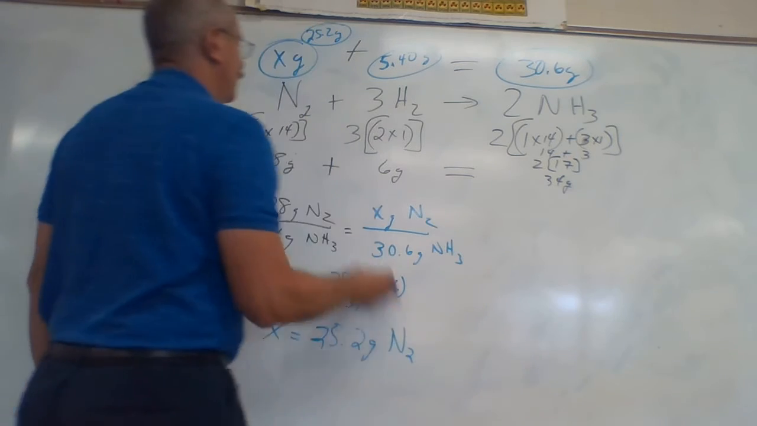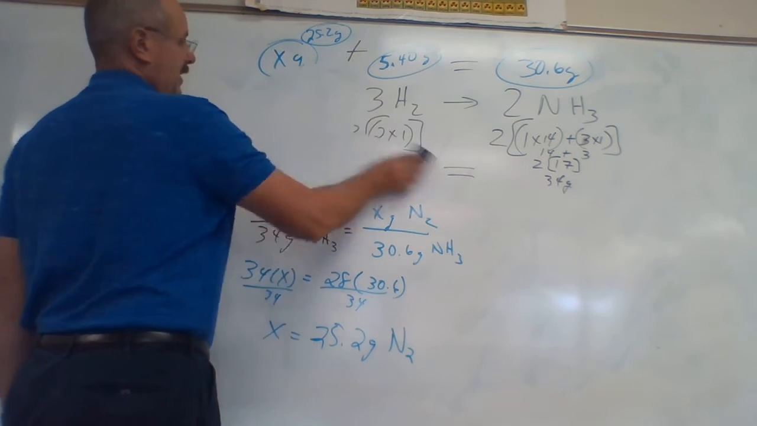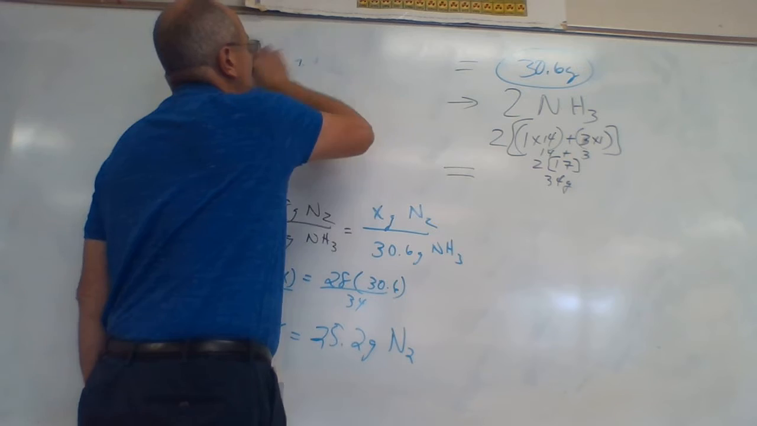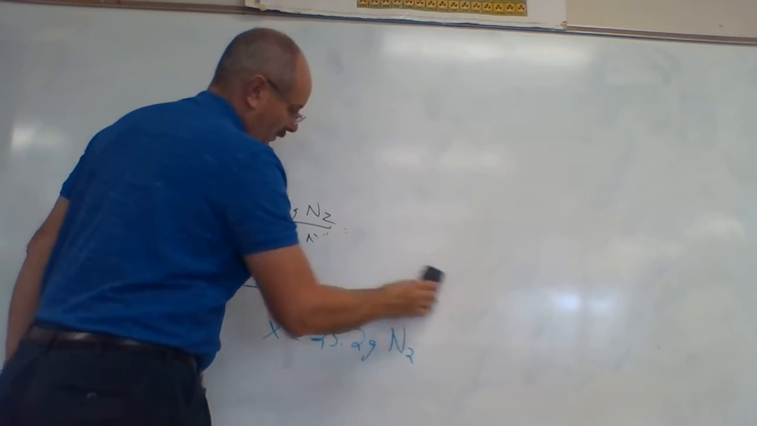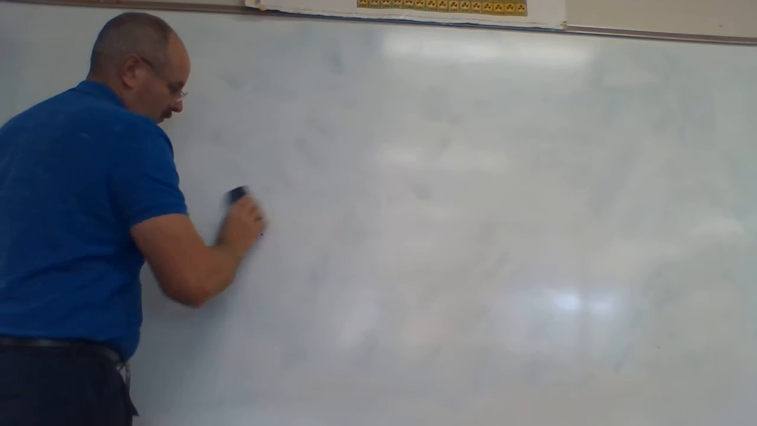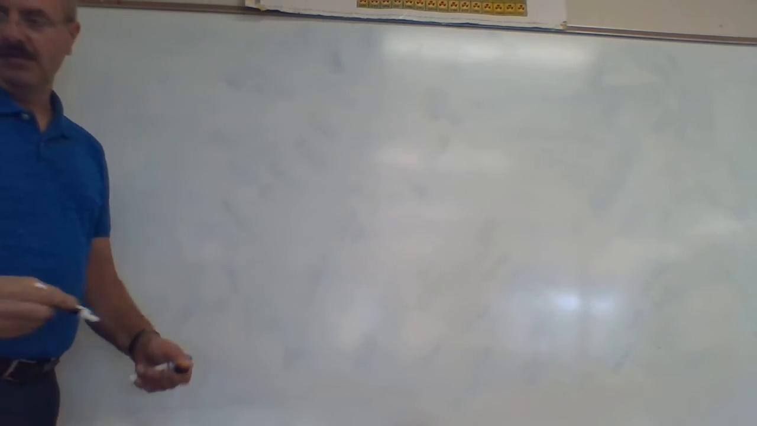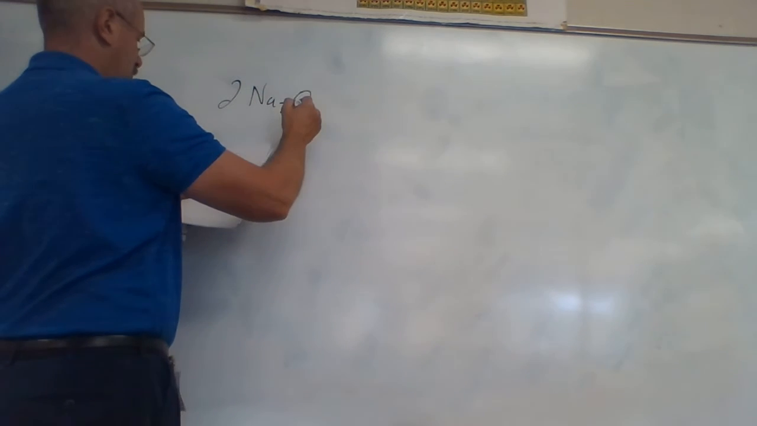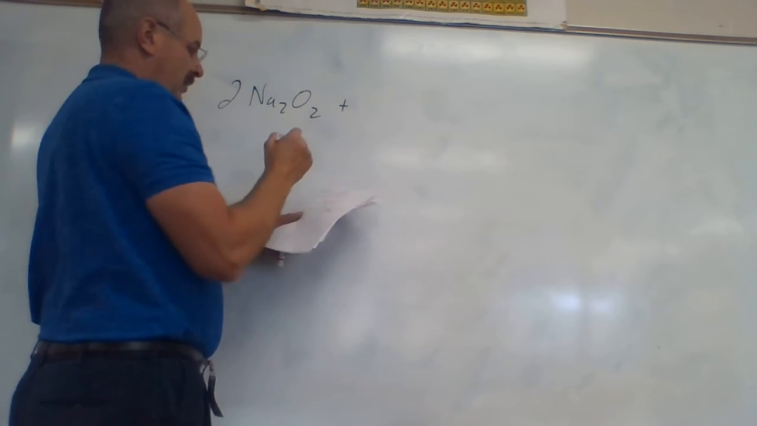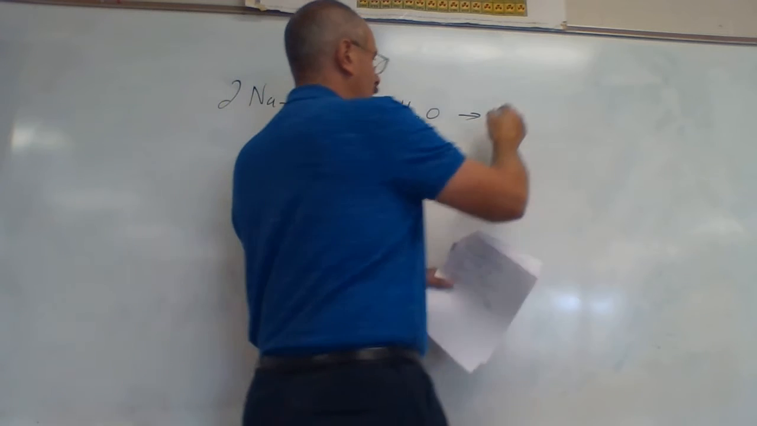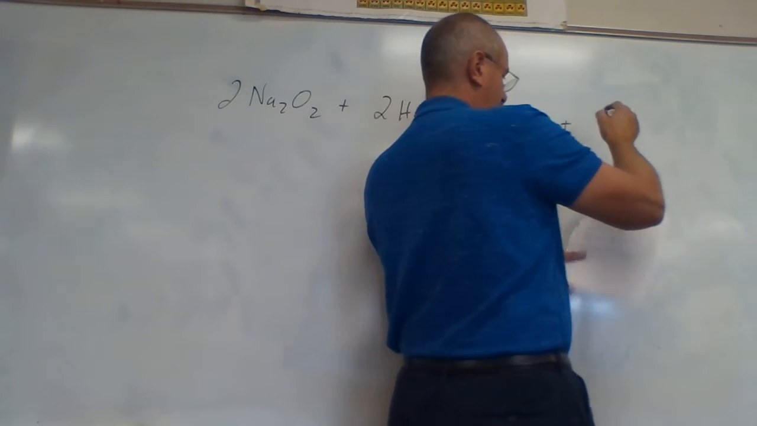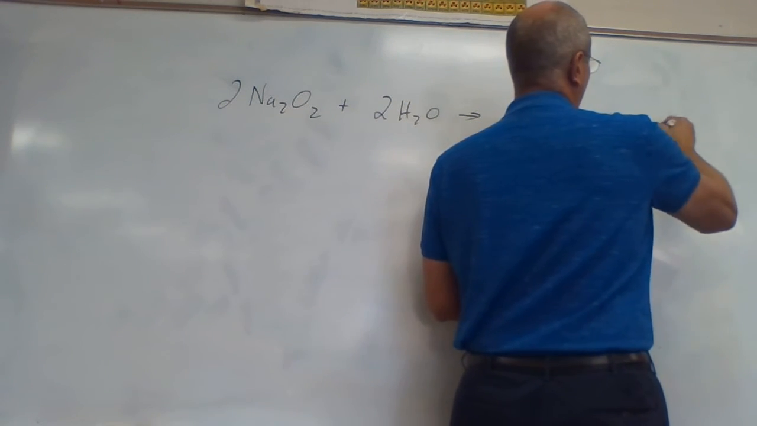Let me erase this because we're going to change the recipe. We're going to change the balanced equation. All right, so my balanced equation now is 2 Na2O2 plus 2 H2O. That's going to form O2 plus 4 NaOH.